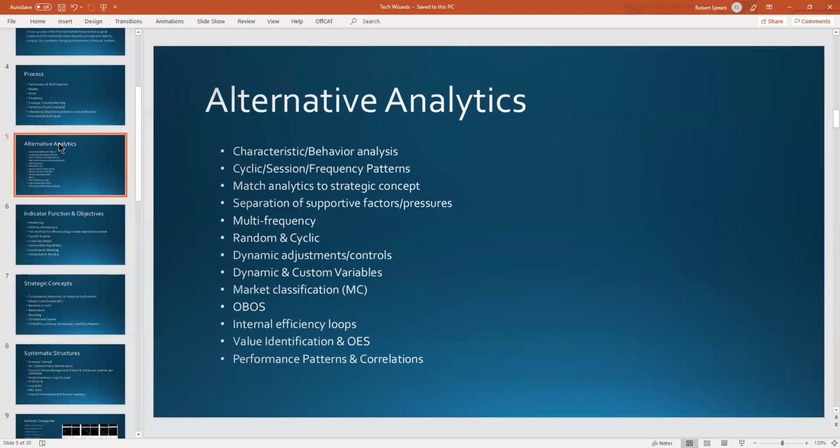And then separation of supportive factors and pressures. So, for instance, the generic momentum function in most platforms is just close minus close, or variable minus variable, divided by the length of a certain look back length. That just doesn't give you very precise information.